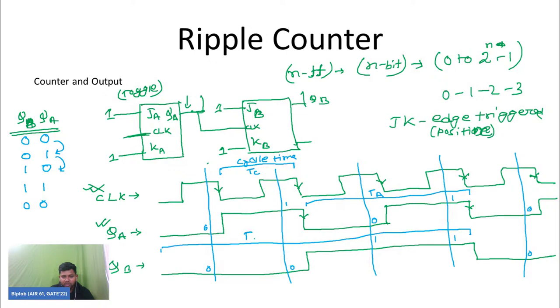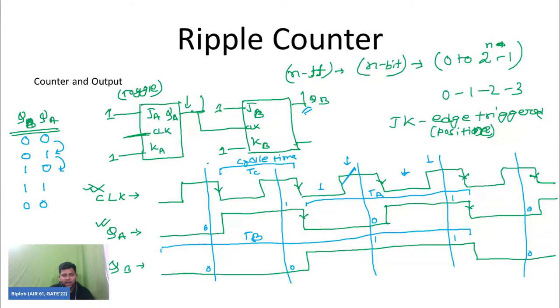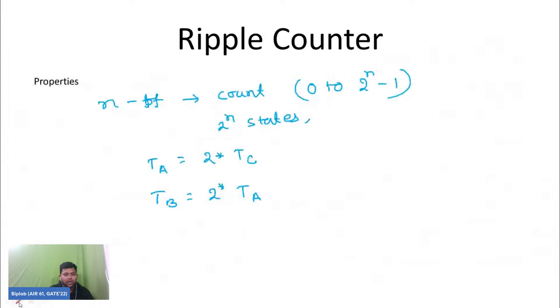Now you can say TB. You can see TA is equal to double of TC. Look at this: 1, 2, 3, and 4, and here you have only 2. So this is doubled. So we can say TA is double of TC, and also TB is double of TA. What is TB actually? That is the cycle time in the last output. If we use the last output as the clock, what will be the cycle time?